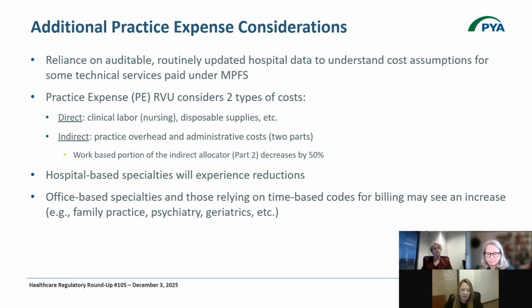So the allocation exercise that has historically happened essentially said there's not a material difference between the practice expense for this indirect overhead for those services being rendered in the facility versus the non-facility setting. And CMS is saying, we've seen such a shift in the industry, we've got to make an adjustment. So we're going to decrease that indirect work-based portion by 50%.